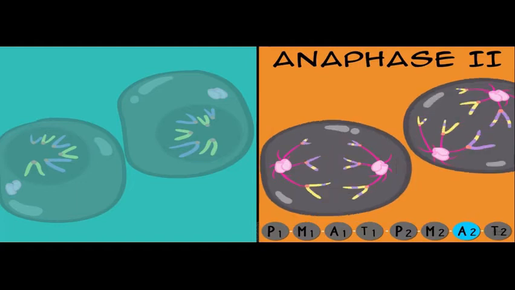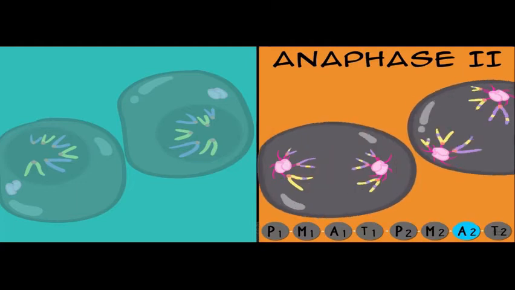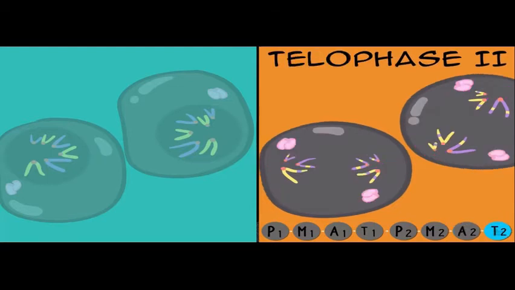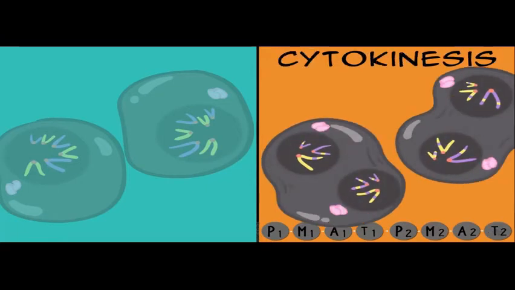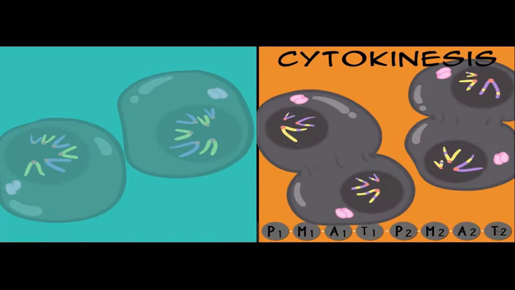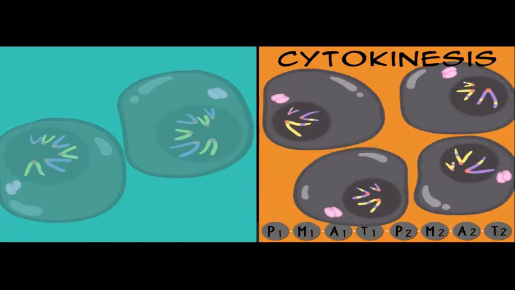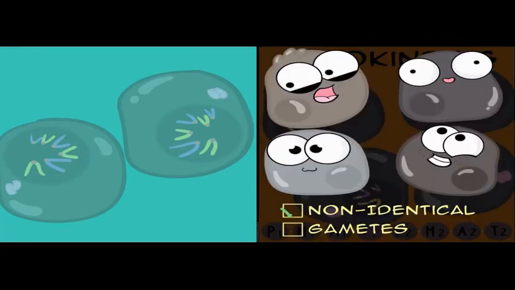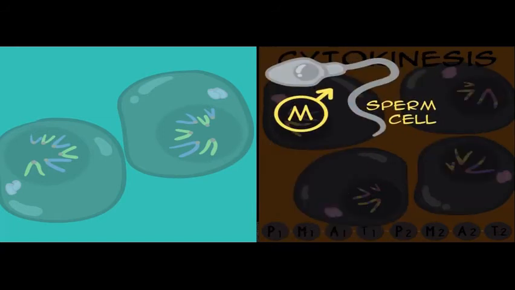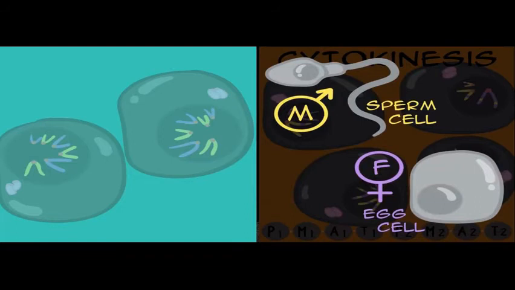This time, though, it's actually the chromatids that are getting pulled away. Telophase 2. Chromosomes are at the complete opposite ends, and new nuclei are forming on each side to make these new cells. Cytokinesis will follow meiosis 2 to completely split the cytoplasm. We are now finished with meiosis, and we end with 4 non-identical cells, gametes. Males make sperm cells in meiosis, and females make egg cells in meiosis.